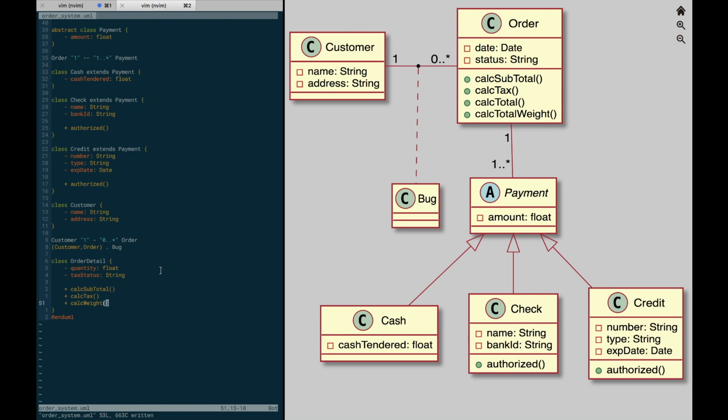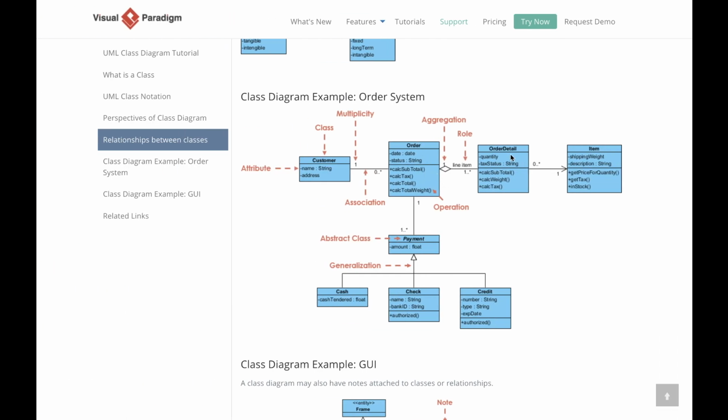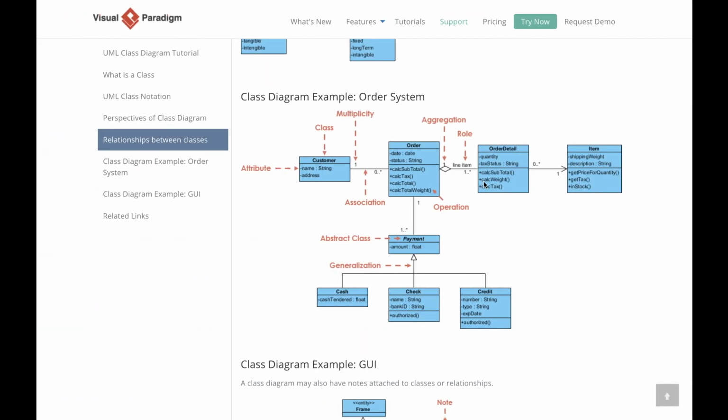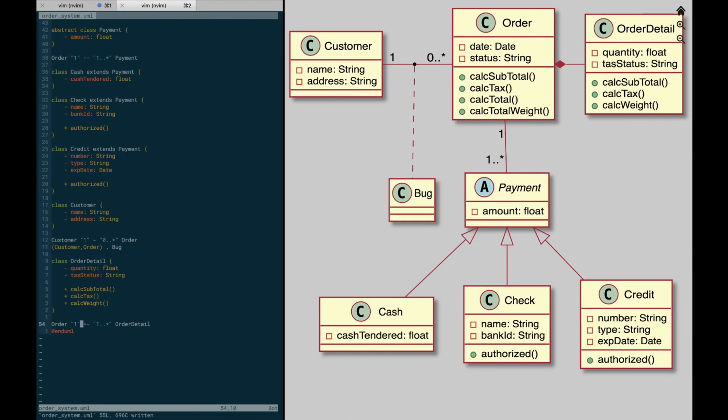Okay, then we have this class. To connect order with order details, we have to have this aggregation arrow. So to do this in PlantUML, what you need to do is something like this: order, star dash order detail. And about the annotation, what is the annotation? 1 dot dot star, and it's 1 here. Okay, then that's it.